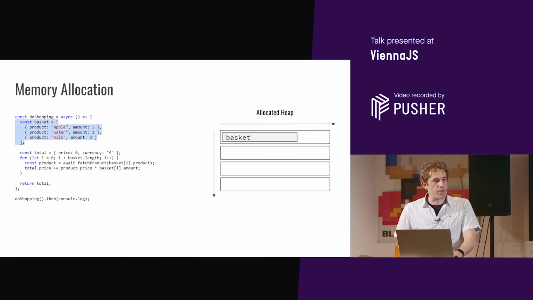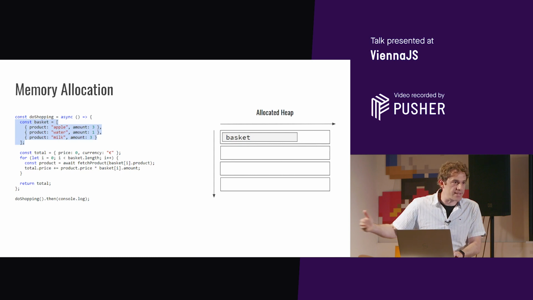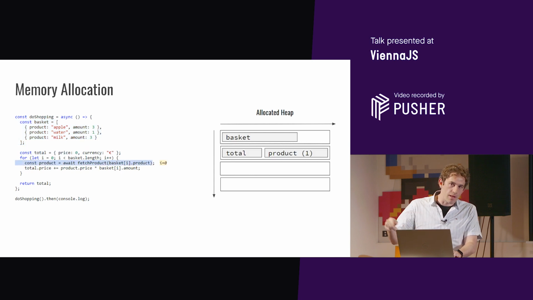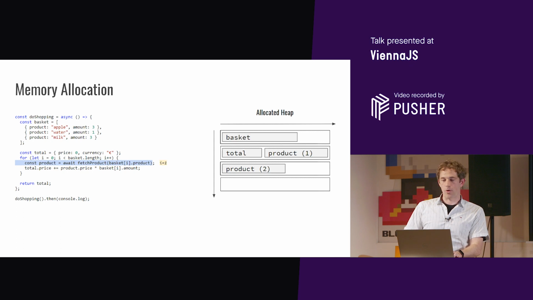So it works like this. We start with creating the basket. As you can see on the right side, we have here the heap, which started out to be empty. Now we have the basket inside of it. Then we create the total, and then the loop starts. So we create a new product object. Then in the next iteration, we create the second product object. Then we have the third iteration.